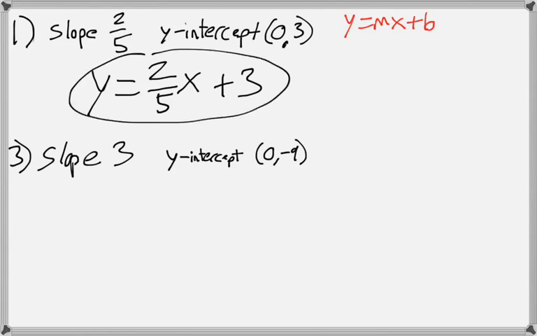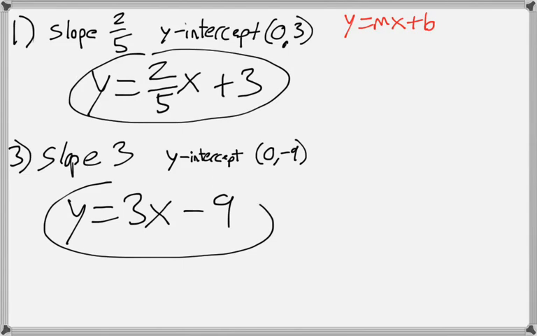And then with number 3, my slope is 3, so it's y is equal to 3x. So you multiply the slope by the x, and then the y-intercept is -9, so I'm subtracting 9. And that would be my equation.